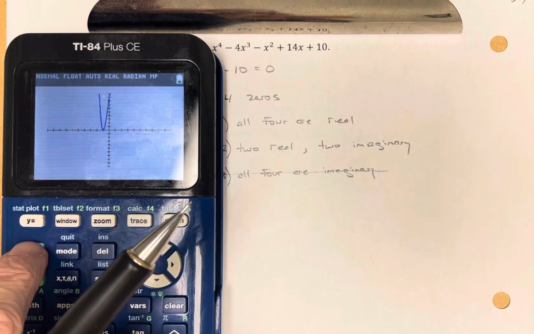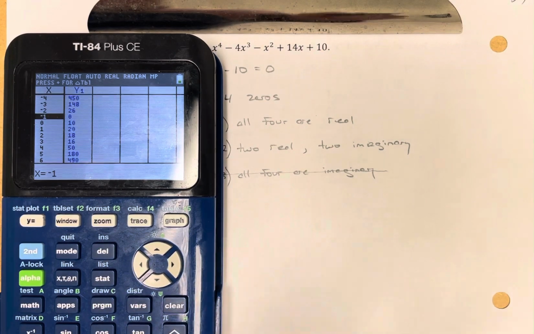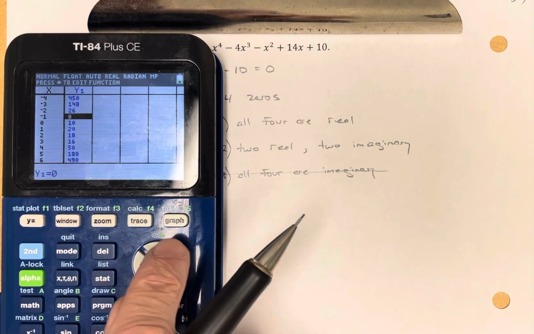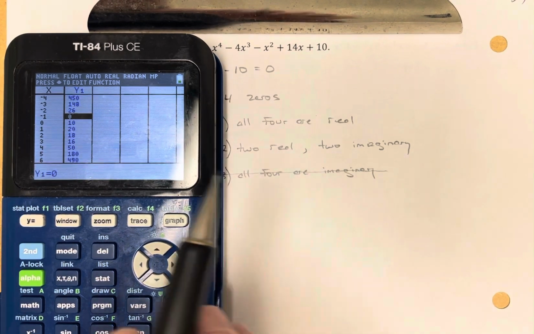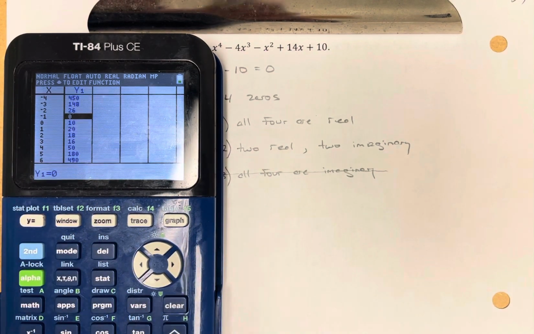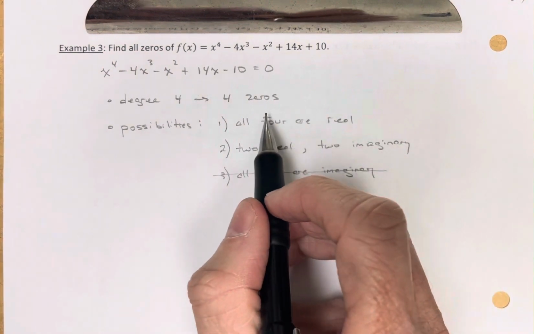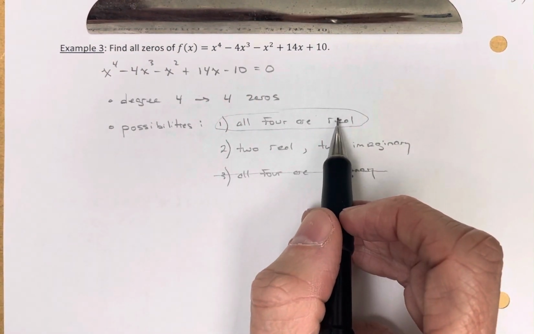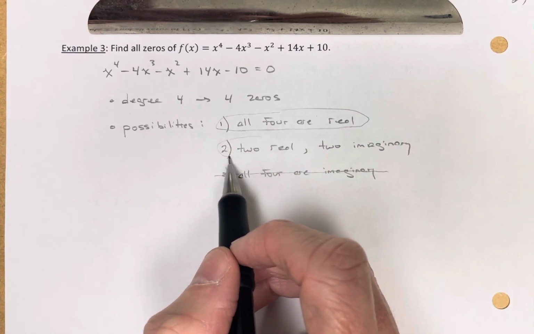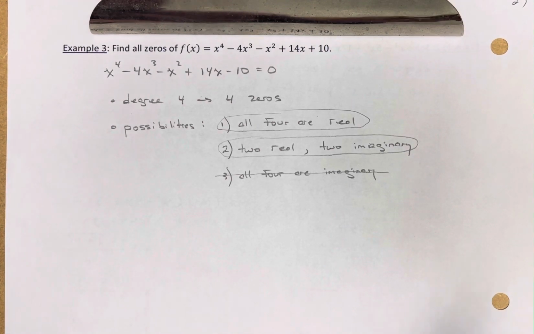I'm going to go to the table. And yep, right there, -1. That -1 is a 0. Okay, that -1 again, because it touches and turns, is a 0 twice, or it's a 0 all 4 times. I'm not sure. So it's one of these: all 4 are real and they're all the same, or 2 are real and 2 are imaginary. It's one of those 2 possibilities.